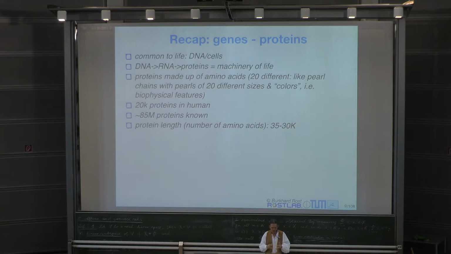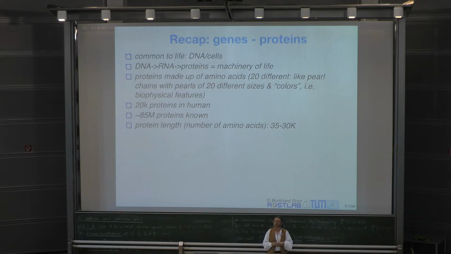The proteins are made up of amino acids. You can essentially imagine them to be pearl chains, where the pearls have different colors: 20 amino acids, 20 different colors. And these colors come with certain features, and we're going to talk about it a little bit more today.